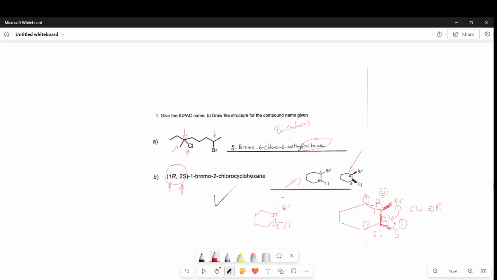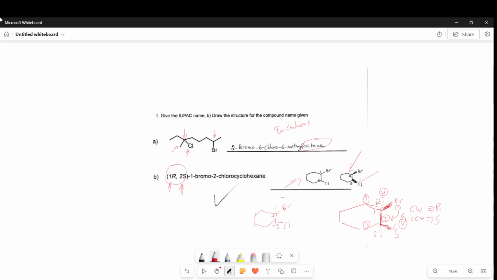So you cannot go from 1 to 2 the way it is, because the lowest group is at the back. So we can just go from 1 to 2 directly like that. So it is counterclockwise, hence it is an S configuration. So 1R, 2S, 1-bromo-2-chlorocyclohexane is drawn as given here. So this is the right structure.